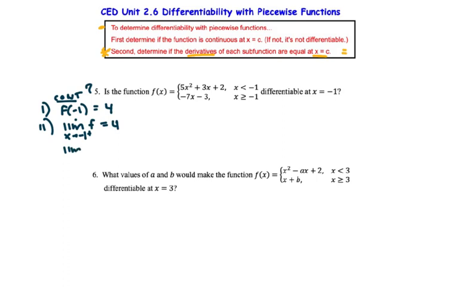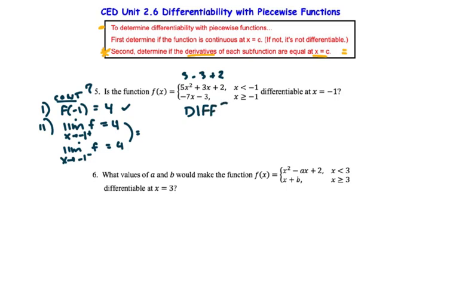And what's the limit as x approaches -1 from the left of f of x? Well, let's see. So that would be 5 times 1, which is 5, minus 3, plus 2. So that also is 4. Those two are equal, so the limit is 4. F of -1 is 4. So yes, it's continuous.